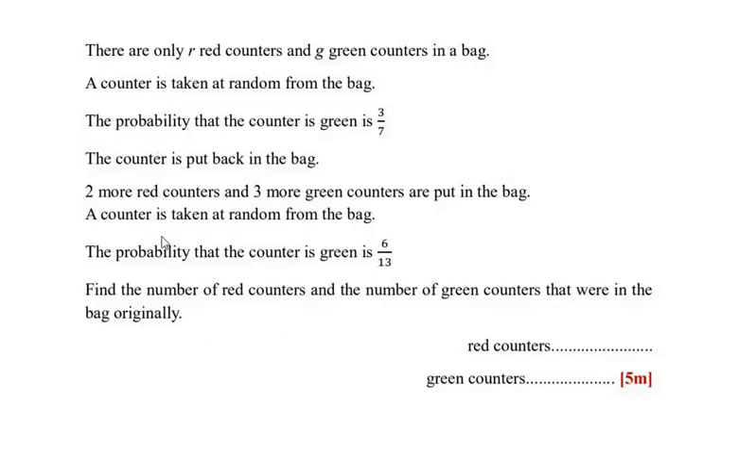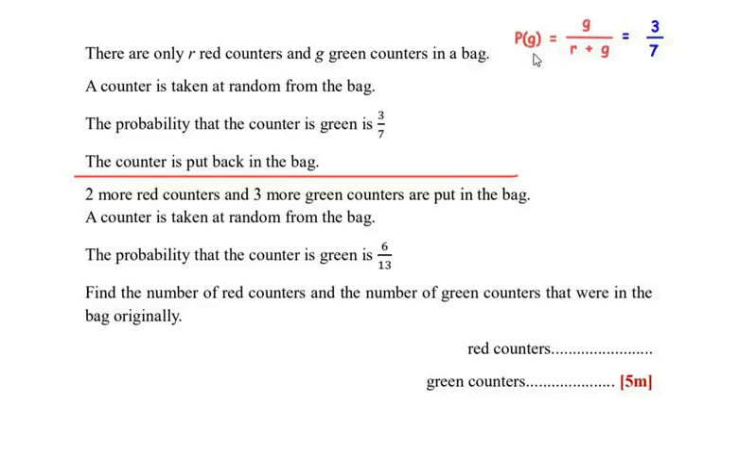Now let us divide this entire question into 2 cases. That is, till this point is case number 1. That is, there are only R red counters and G green counters in a bag, and the probability that the counter is green is 3/7. So for case 1, we can write the probability of getting a green counter is equal to the number of green counters divided by the total number of counters in the bag, and the number of green counters is given as G. So we get G divided by the total number of counters in the bag, which is red plus green. So here we have written R plus G, and this is given as 3/7.